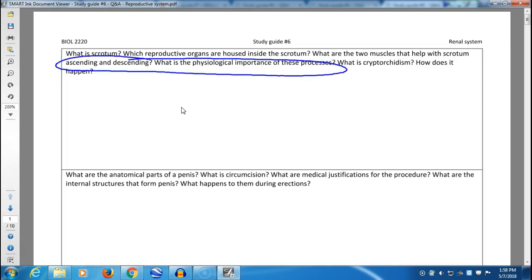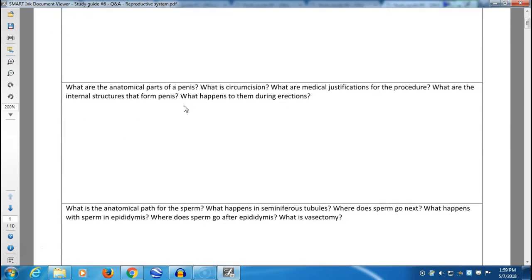The physiological importance of ascending and descending is regulating sperm production. Okay? Maintaining the temperature: when it's hot, it descends. When it's cold, the scrotum ascends. Cryptorchidism is a condition when they do not descend in childhood, and they stay inside. Anatomical circumcision: the medical justification for the procedure is that it decreases the risk of sexually transmitted diseases. Okay.